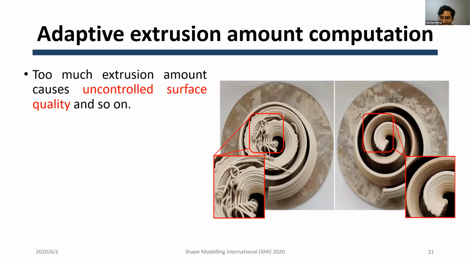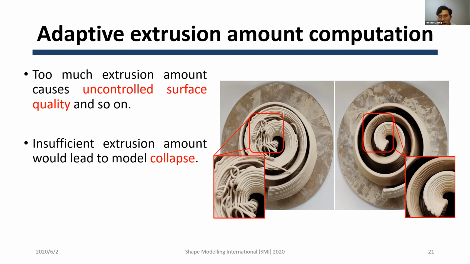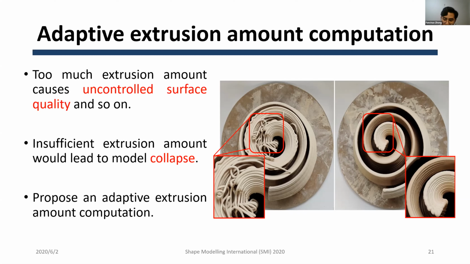Too much extrusion amount goes on controlled surface quality, waste of materials, and more fabrication time, and thus uncertainty. But if extrusion amount is insufficient, the overlap area between the layers will be too small and cause the model to collapse, like the left picture. Therefore, we propose the adaptive extrusion amount computation to get the appropriate value. The optimized result is shown in the right picture.